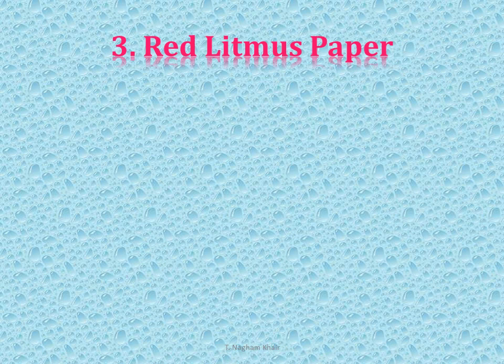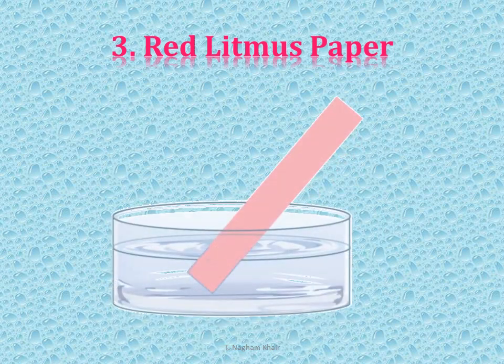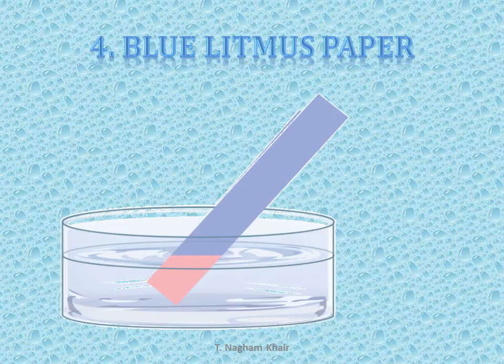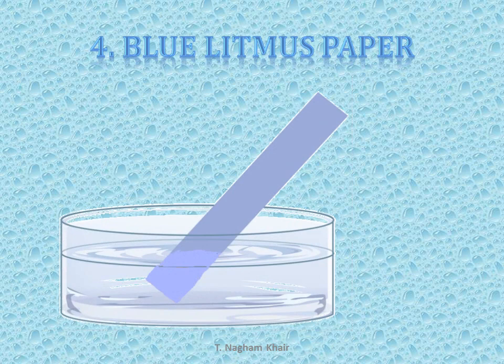Now, another type of synthetic indicator is called litmus paper. Litmus paper could be red or blue. Now let us talk about red litmus paper. Red litmus paper, when added to base, will become blue, but when it's added to an acid, it will remain red. Blue litmus paper, when added to an acid, will become red. However, when added to base, it will remain blue.